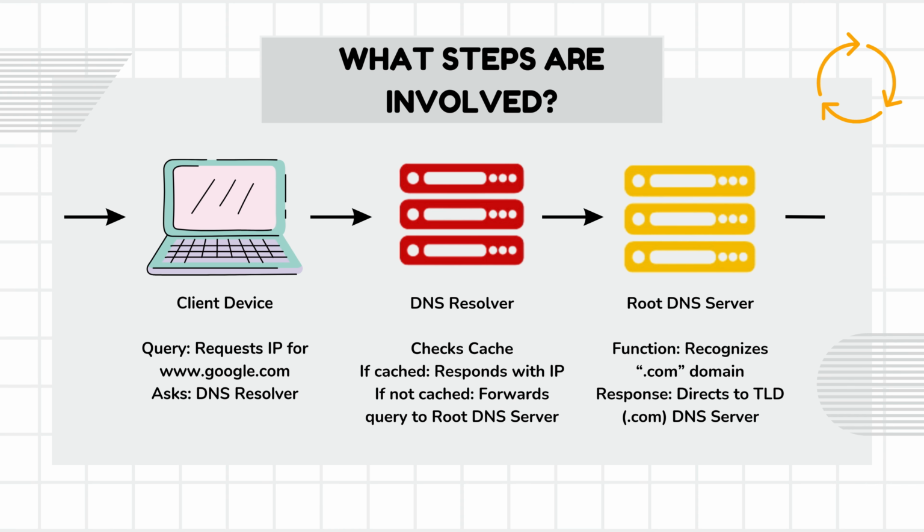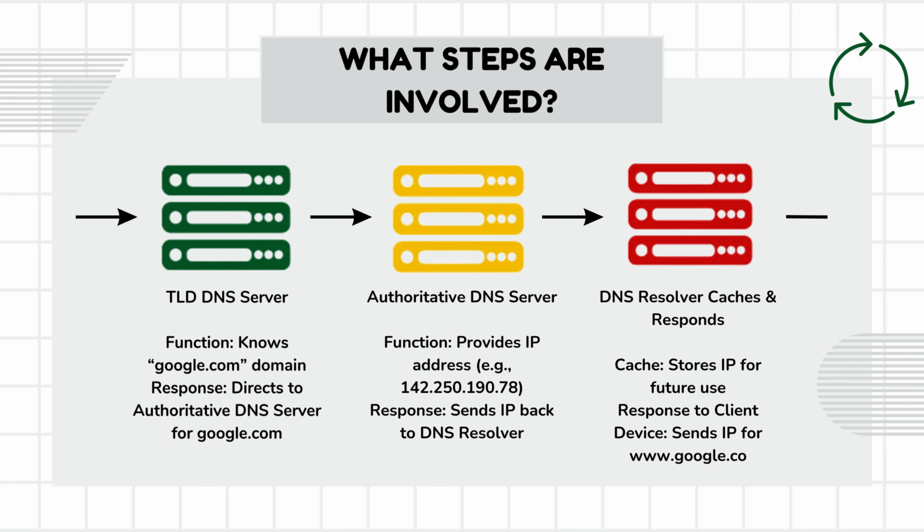Step 3, root DNS server directs to TLD DNS server. The root DNS server knows it is a .com domain and tells the DNS resolver to ask the .com TLD DNS server for help. Okay, let's continue to step 4. TLD DNS server points to authoritative DNS server. The .com TLD server doesn't know the IP either, but directs the resolver to the authoritative DNS server for google.com, which does.